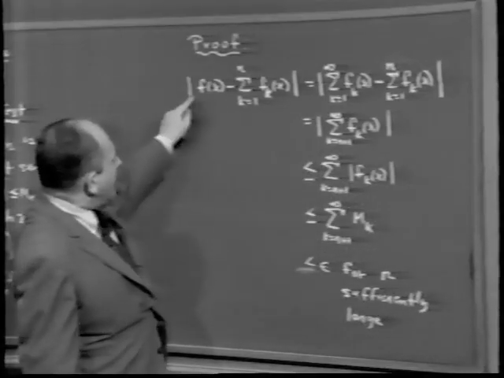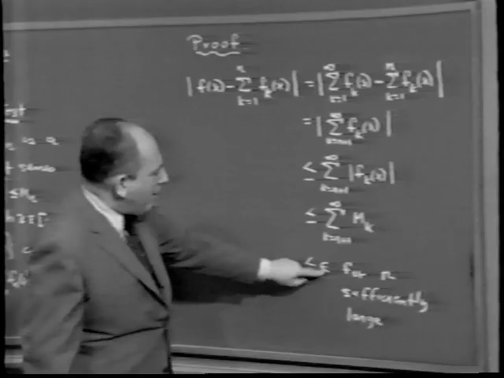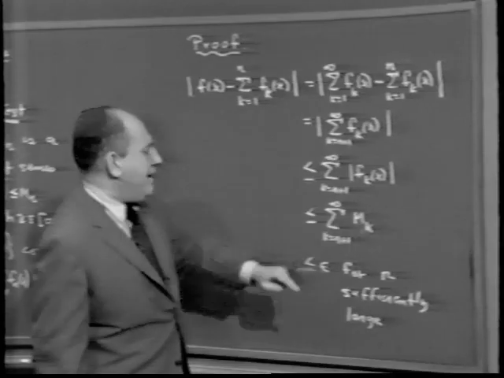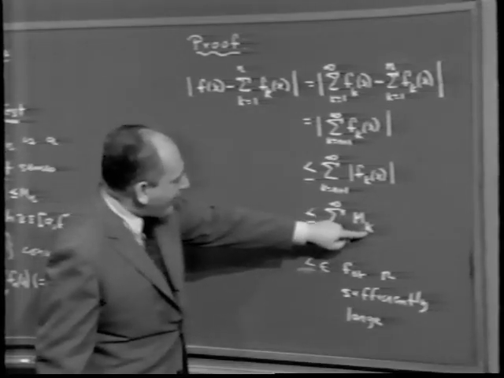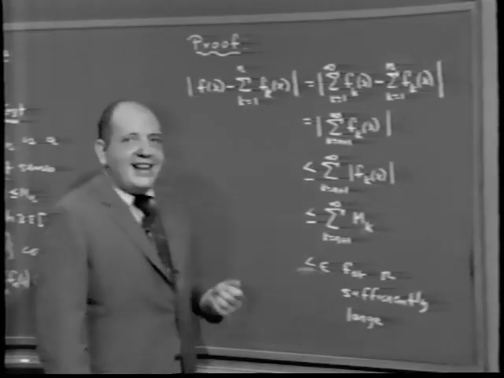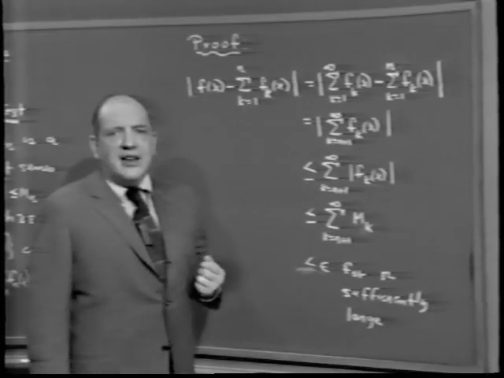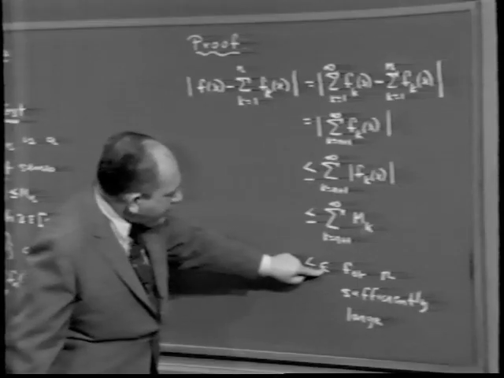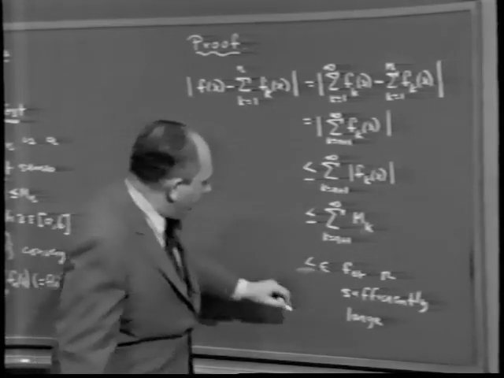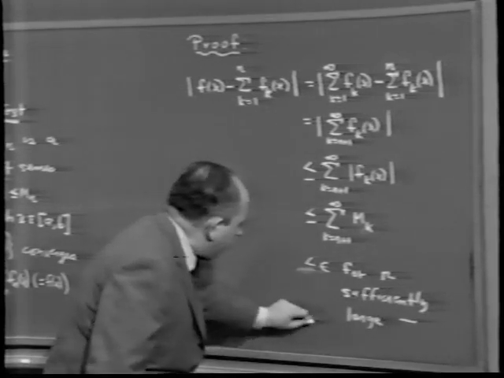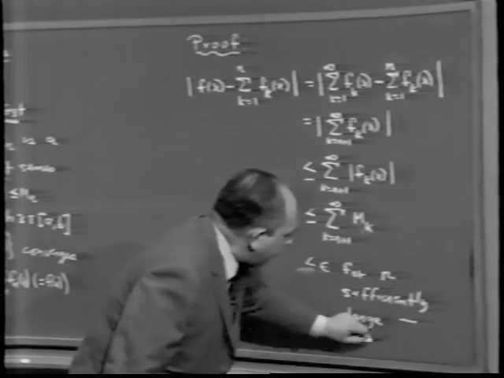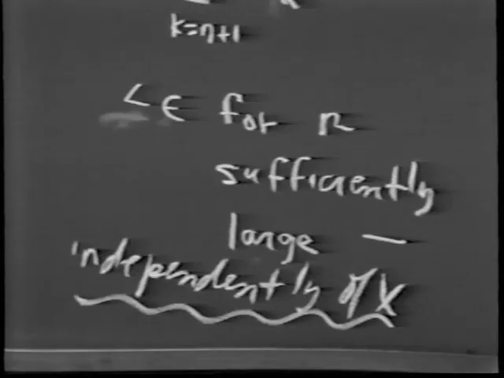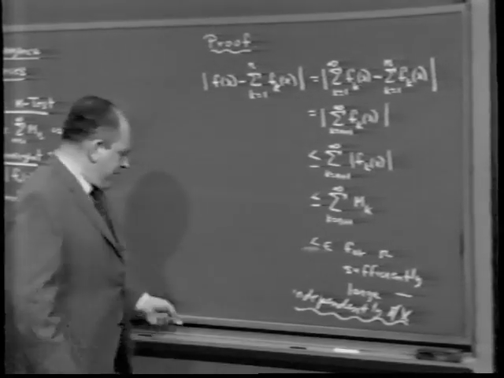See, in other words, I can make this difference less than epsilon for n sufficiently large, and here's the key step. Since m sub k does not depend on k, since m sub k does not depend on x, this inequality was done independently of the choice of x. You see, in other words, not only do I have that this converges to this, but since this was done independently of the choice of x, this is uniform convergence. And maybe I should write that down, because that's important to remember, that this is independently of x. That's what makes the convergence uniform. Okay? Well, let's continue on.